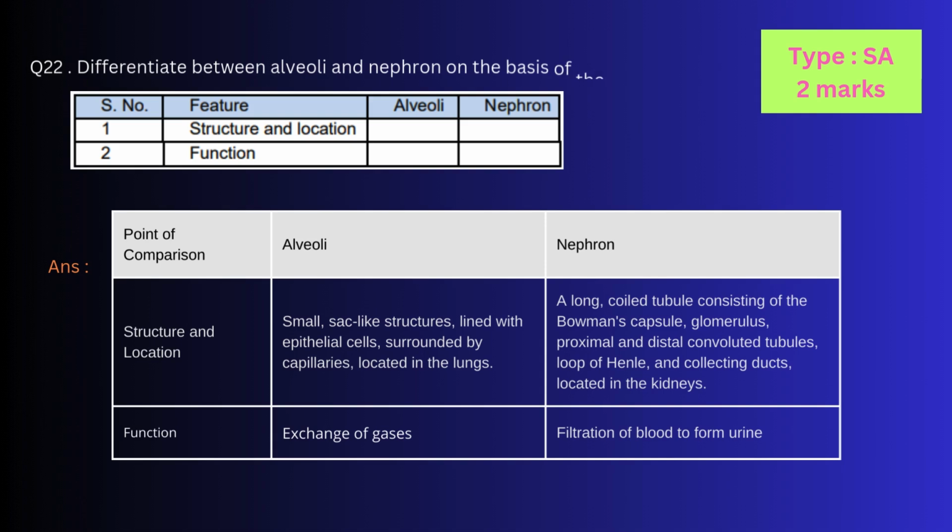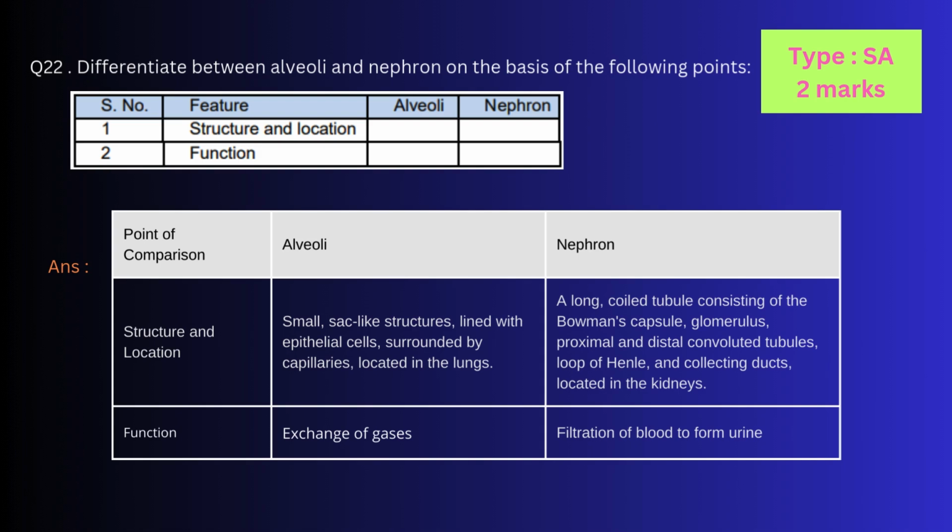Question 22. Differentiate between alveoli and nephron on the basis of the following points. Structure and location and function. So alveoli are tiny air sacs which are found in the lungs where the gas exchange occurs. They are surrounded by capillaries allowing oxygen to enter the blood and carbon dioxide to be removed.